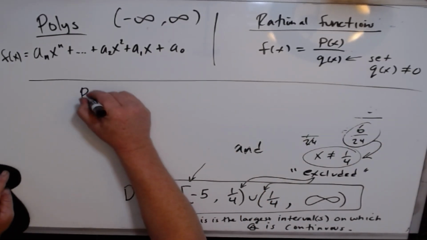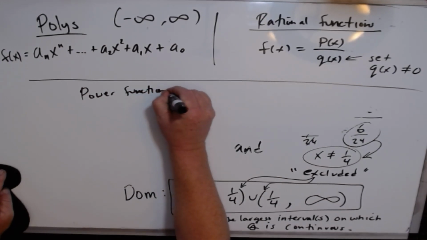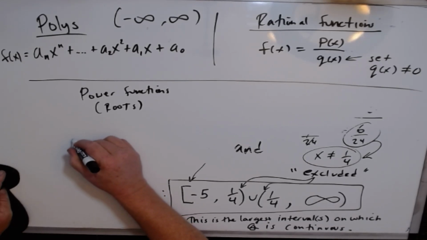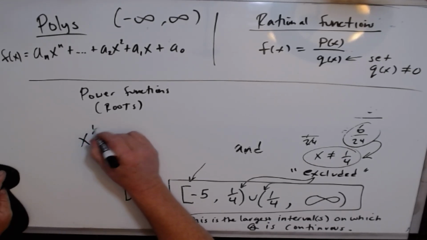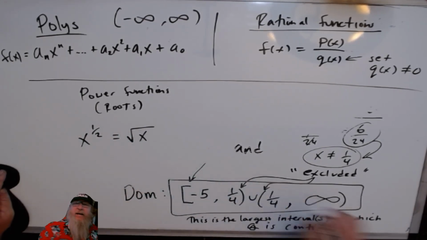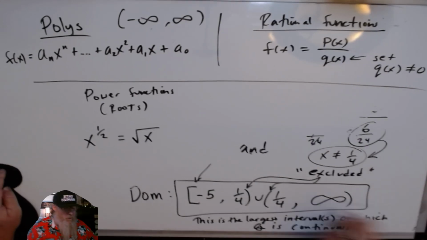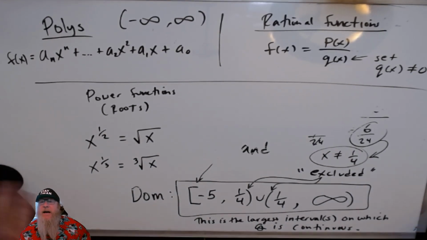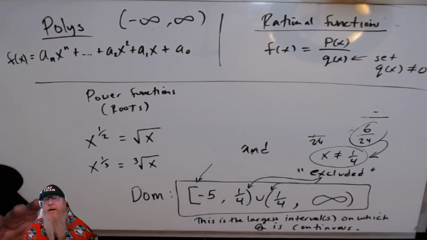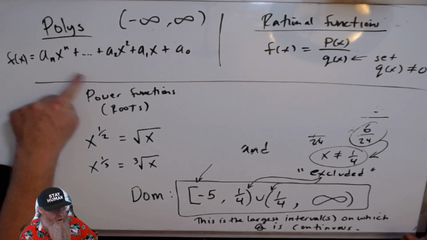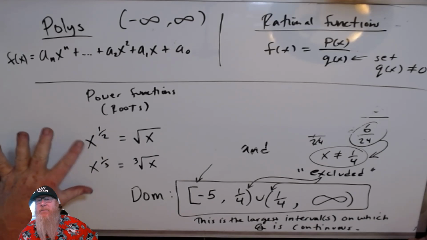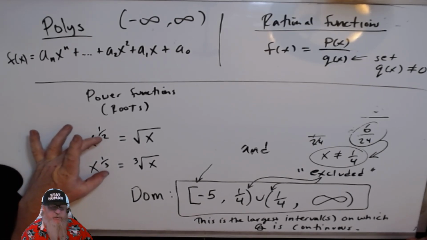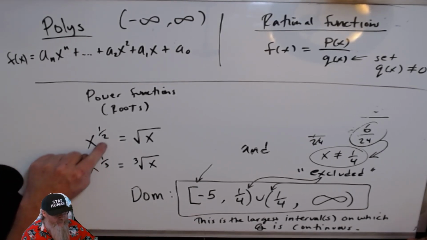Then we have power functions, also known as roots. So something like, I don't know, x to the 1/2. That's the same as the square root of x. Or x to the 1/3. That would be the cube root of x. Power functions are a huge category of functions. Polynomials are a small piece of what power functions can be. Power functions are a little more complicated. The way we refer to them is typically as roots.